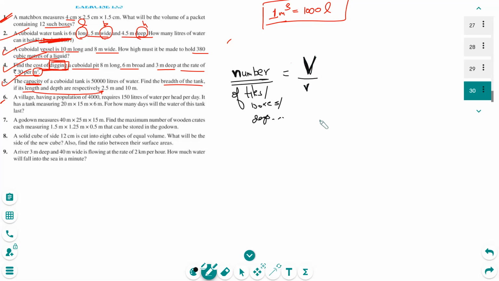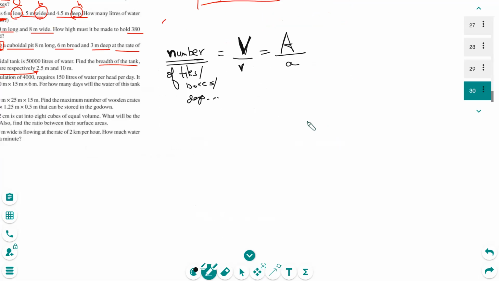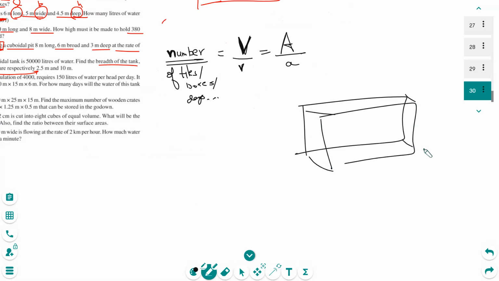So suppose I ask you, this goes for area as well: bigger area by small. What I'm talking about here, suppose there is a room, obviously a cuboidal room, and it has a volume of 8 meter cube.